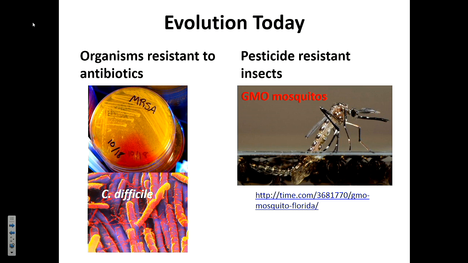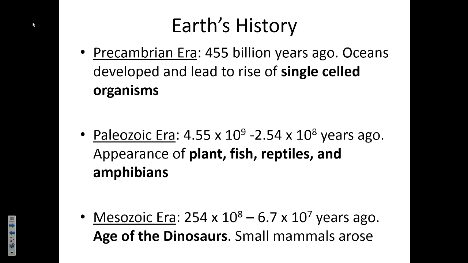Another example, from an animal perspective, is something that happened recently in Florida: pesticide-resistant insects. We had mosquitoes that we've been treating with different kinds of pesticides for a long time. Over time, they evolved to be resistant to the pesticides, so they no longer work. Then there were some different methods that they were trying to come up with to fight that. But these are different aspects of evolution that still happen today.